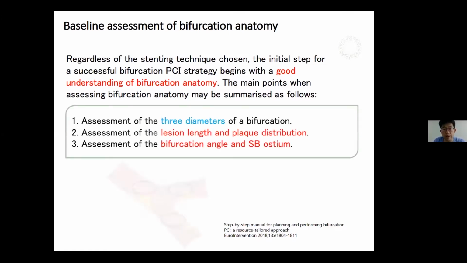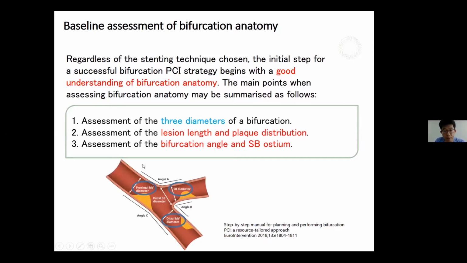First, assessment of the three diameters of the bifurcation: main branch, proximal main branch, distal main branch, and the side branch diameter. Second, assessment of the lesion length and the plaque distribution. Finally, assessment of the bifurcation angle and side branch ostium.